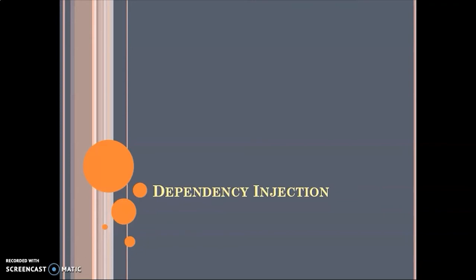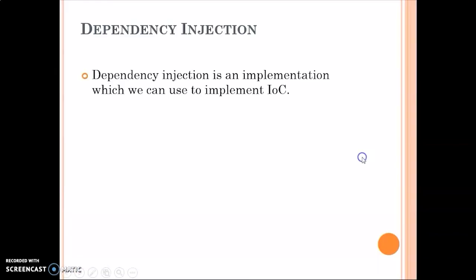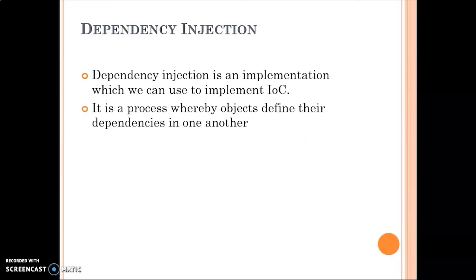So in this video, we will be talking about something called dependency injection. Dependency injection, in a way you can say, is an implementation of the inversion of control pattern, right? So let's get started. Dependency injection is an implementation which is used to implement the IOC pattern, and it is a process wherein we can define dependencies in one another.